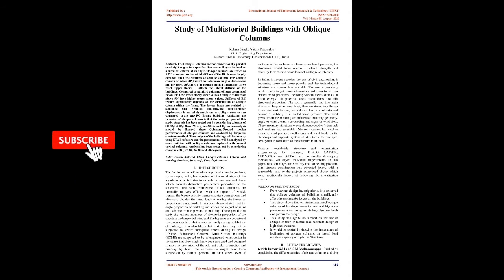Analysis has been carried out by considering columns of 80, 82, 84, 86, 88, and 90 degrees. Static and dynamic analysis should be done on these columns. Ground motion performance of oblique columns is analyzed by the response spectrum method. The analysis of the buildings will be done using ETABS software, and the performance will be compared with the same building with oblique columns replaced with normal vertical columns.